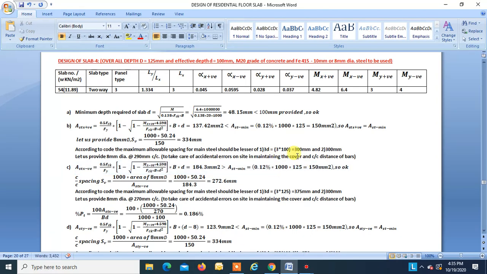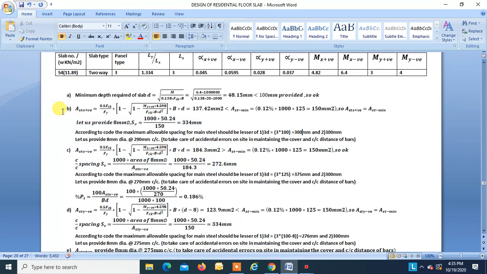So both are 300. This spacing is greater than 300. So we will provide 8 mm diameter at 290 mm center to center. We will be taking a little bit lesser than this to take care of accidental errors.